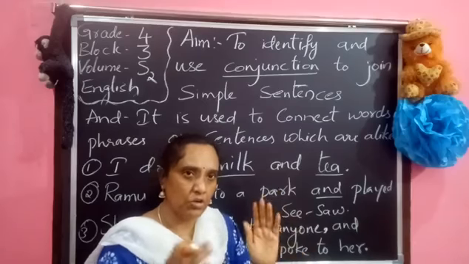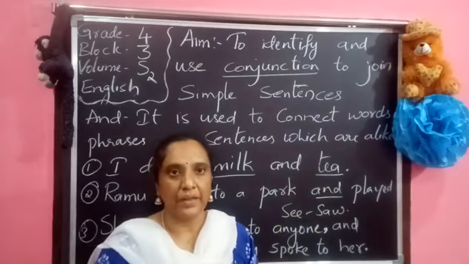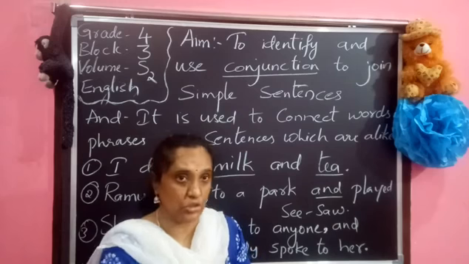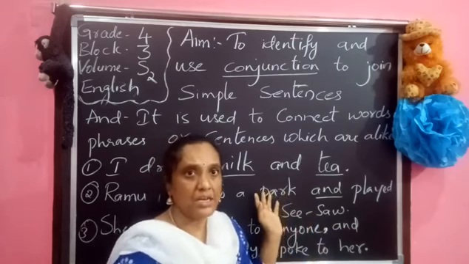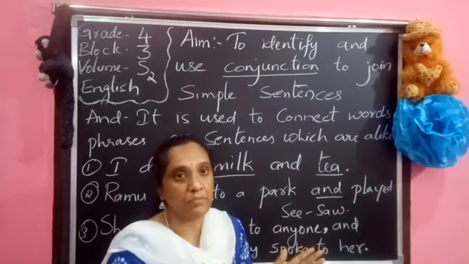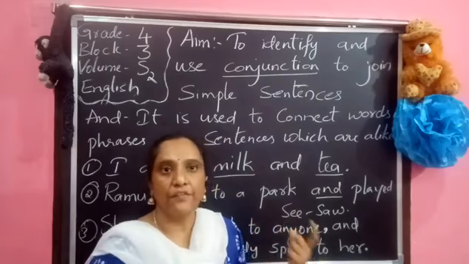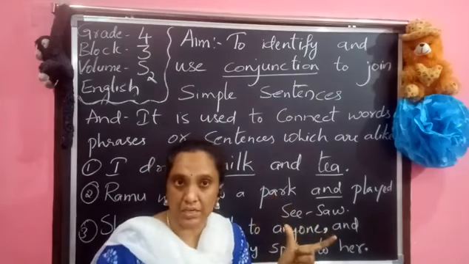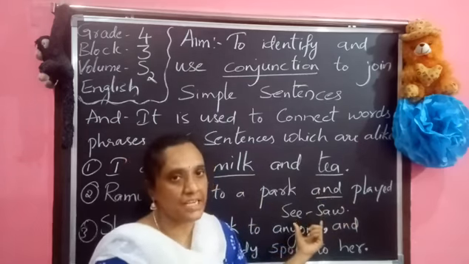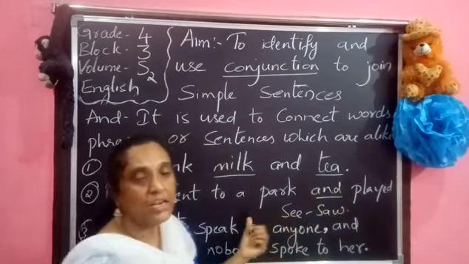Okay. So these are some of the examples of how we use the connector and. We use and to connect words when we prefer both. I like milk and tea. I like basketball and cricket. I like to play both, so there I am using and. Ramu and Ravi. If I say two names, I am connecting the names also by using the connector and. Ramu and Ravi are friends. There also I connect two words. I went to a park and played seesaw. Here also it is the same, so I am adding and.